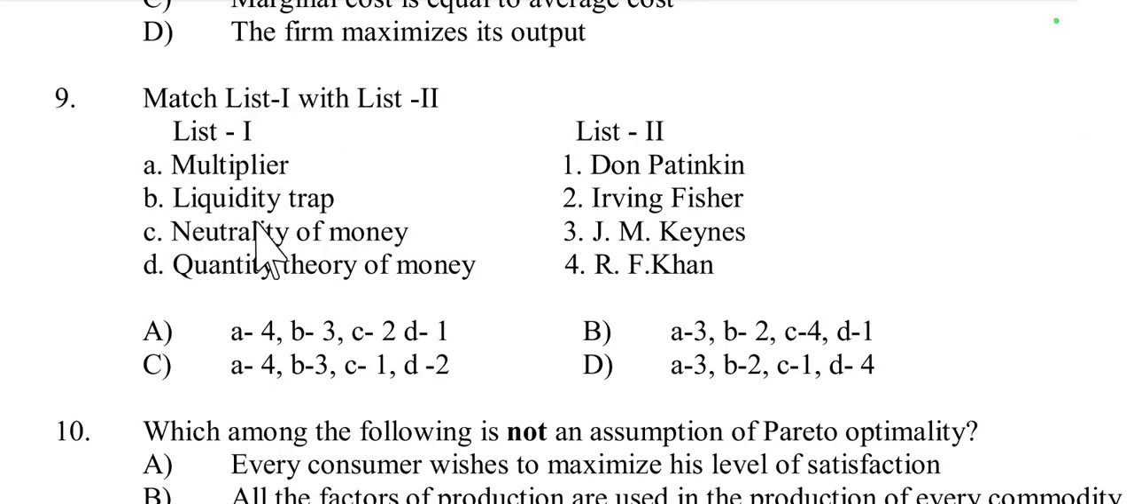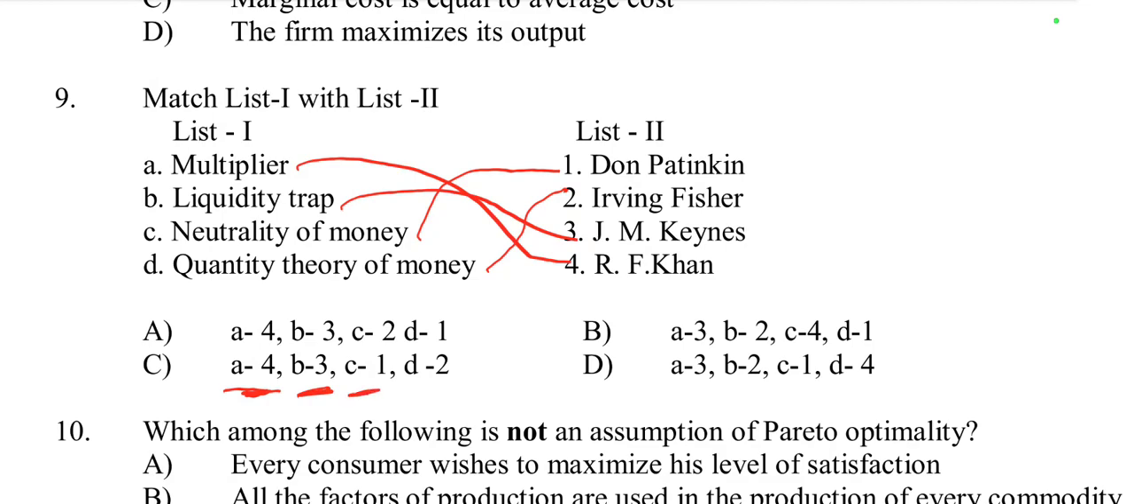Match list 1 and list 2. List 1 is given as multiplier, liquidity trap, neutrality of money, quantity theory of money. List 2: Don Patinkin, Irving Fisher, J.M. Keynes, R.F. Kahn. The multiplier concept is given by R.F. Kahn. The liquidity trap concept is given by J.M. Keynes. Neutrality of money is given by Don Patinkin. Fisher's quantity theory of money is given by Irving Fisher. So A for 3, B for 3, C1 and D2. Option C is right.